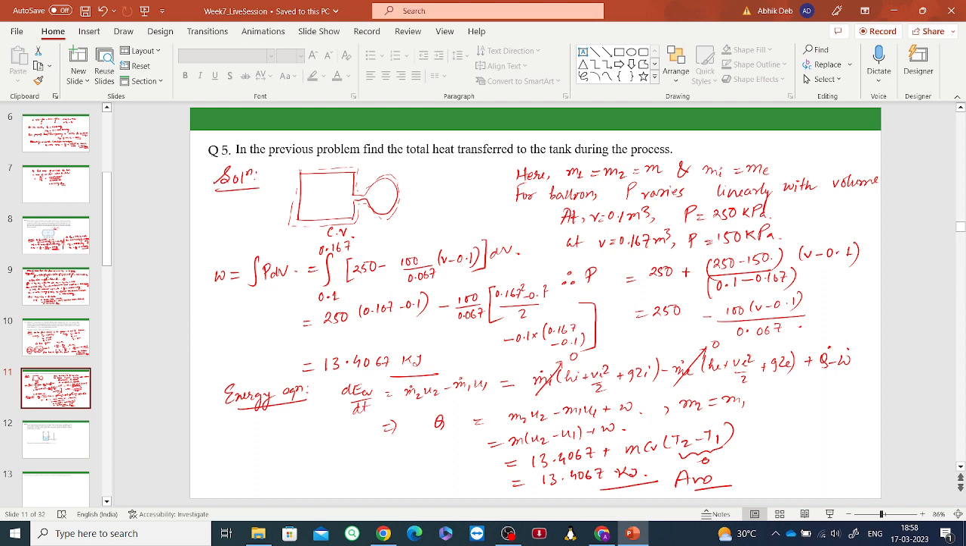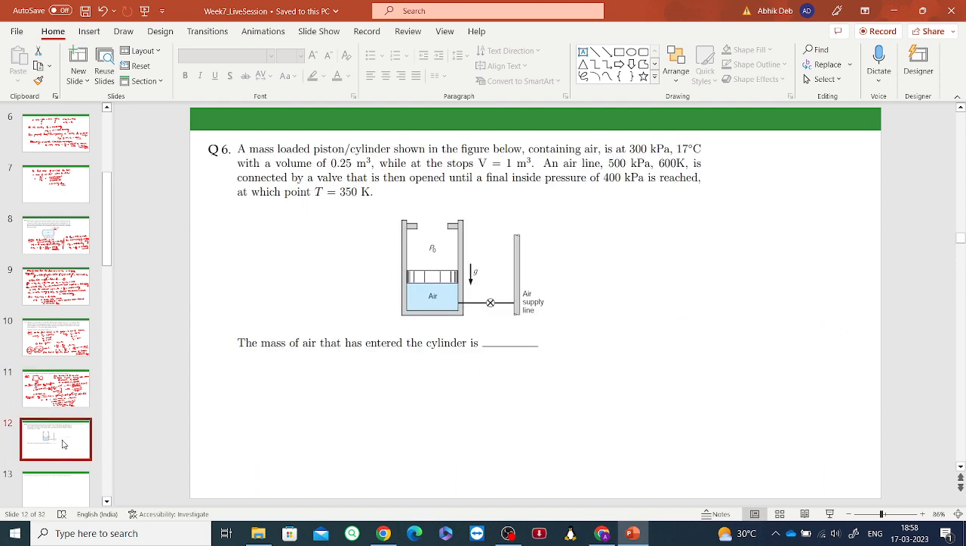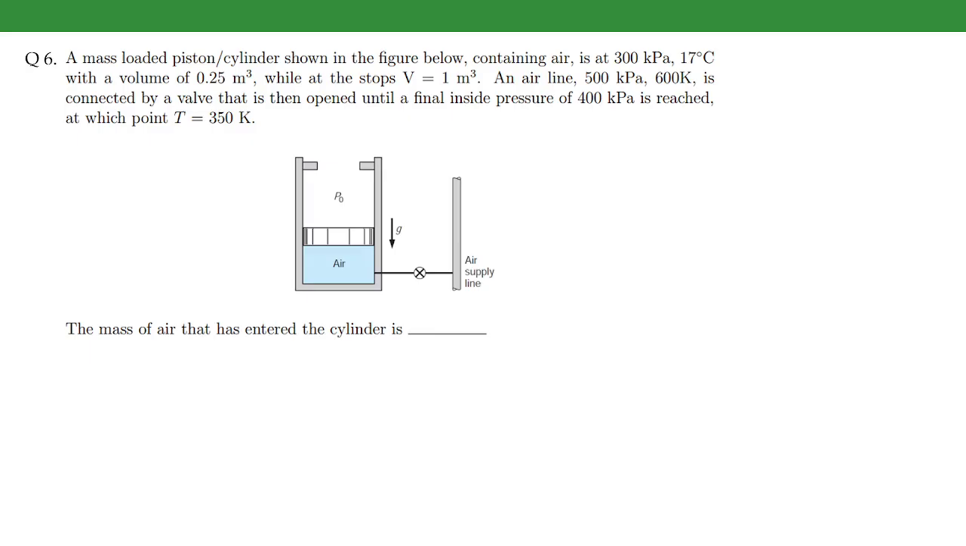Okay, so I'm taking it that there is no doubt, then I will move on to the next problem. It is a mass loaded piston cylinder assembly that contains air at 300 kilopascal and 17 degrees Celsius with a volume of 0.25 meter cube. So initially the volume is 0.25 meter cube.